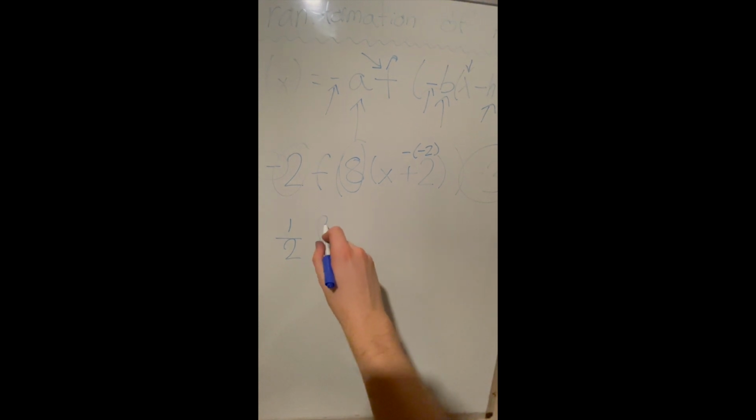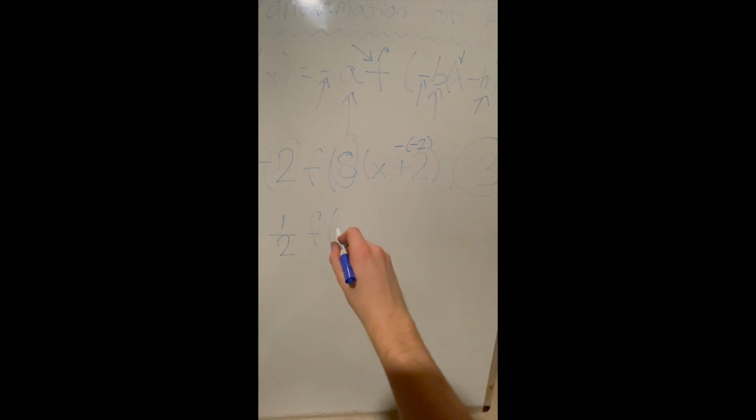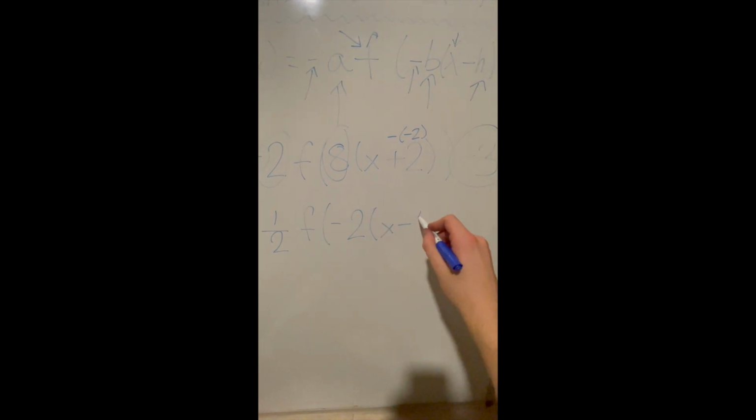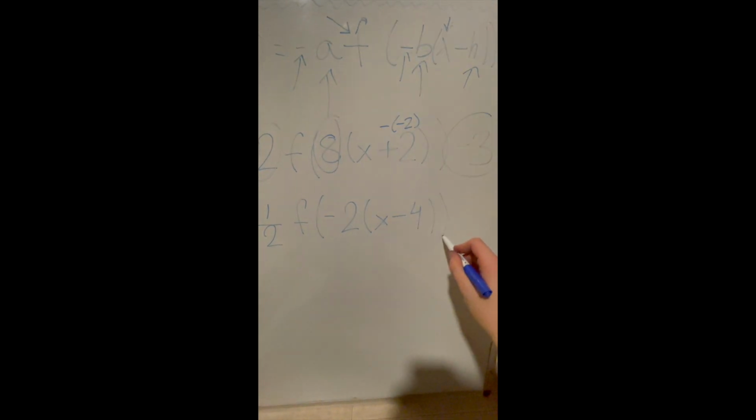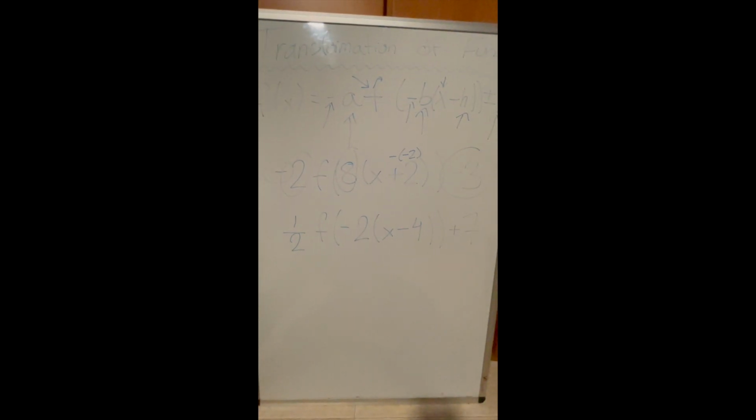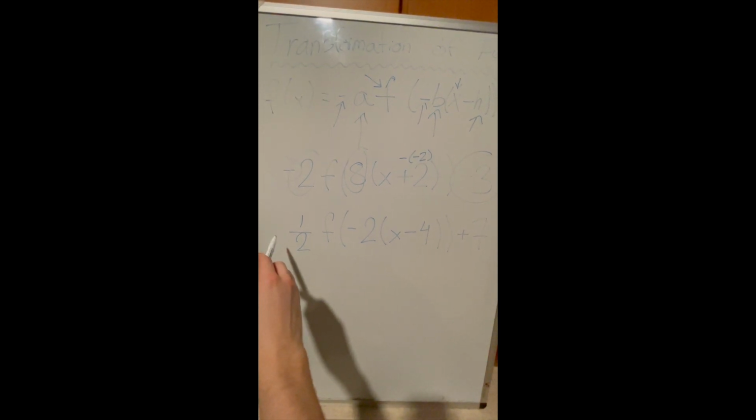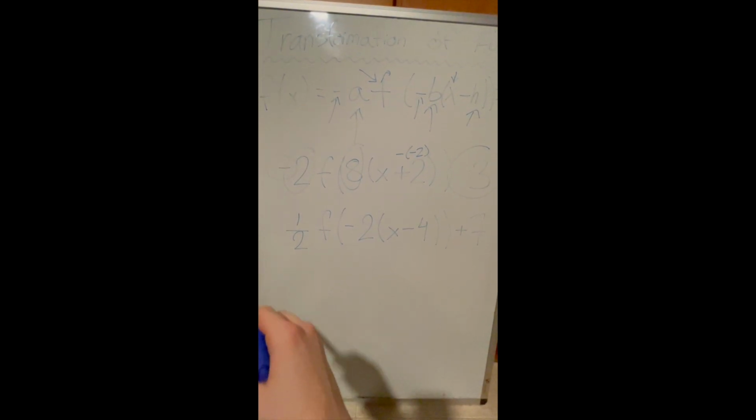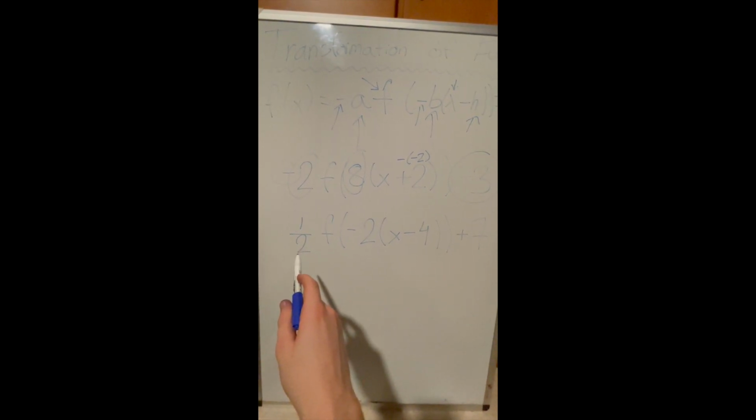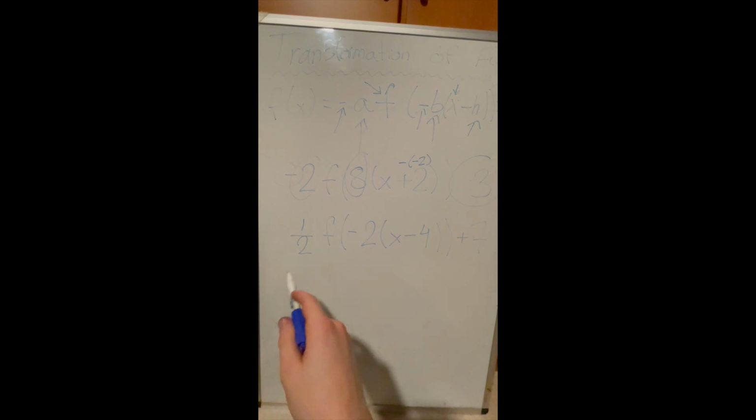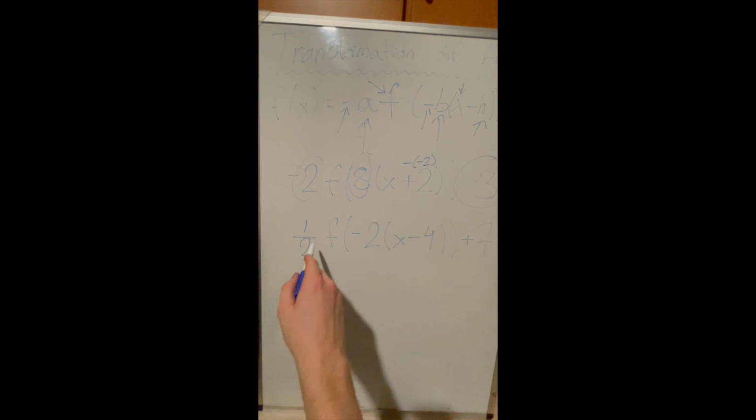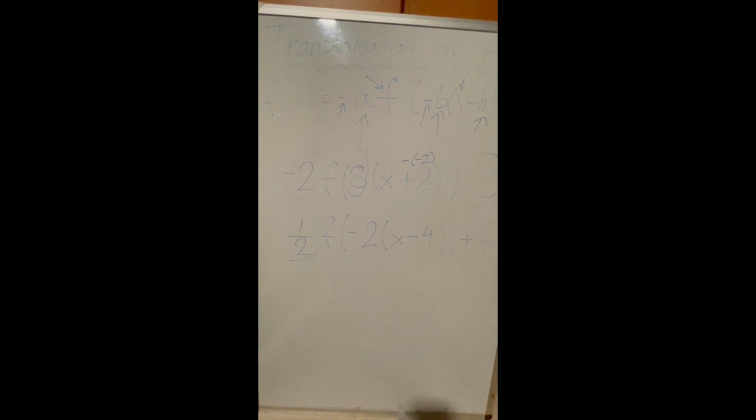One half f of negative 2 x minus 4, plus 7. In this case, we have no negative here, so the function does not reflect on the x-axis. Since a is between 0 and 1, it is bigger than 0 but smaller than 1, the graph compresses vertically, making it shorter.